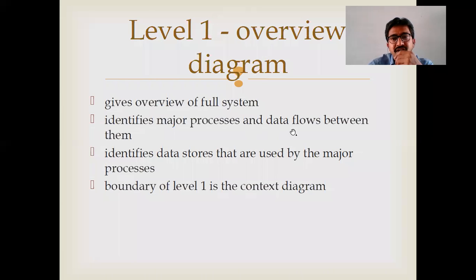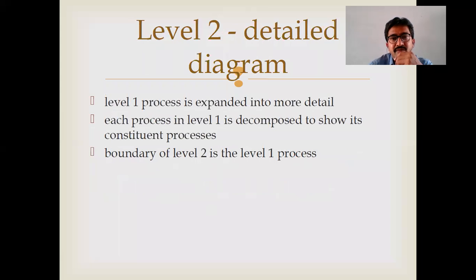Level 1 gives an overview of the full system: identify the major processes inside the project and the data flows between them. Identify the data stores used by the major processes. The boundary of level 1 is the context diagram. The context diagram is also called the DFD level 1 diagram.